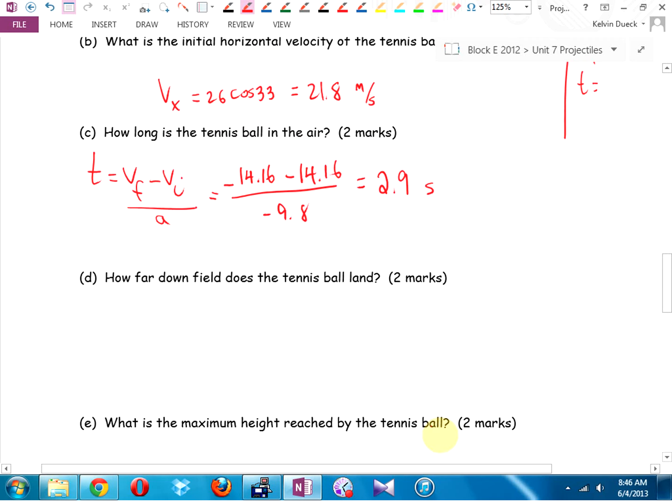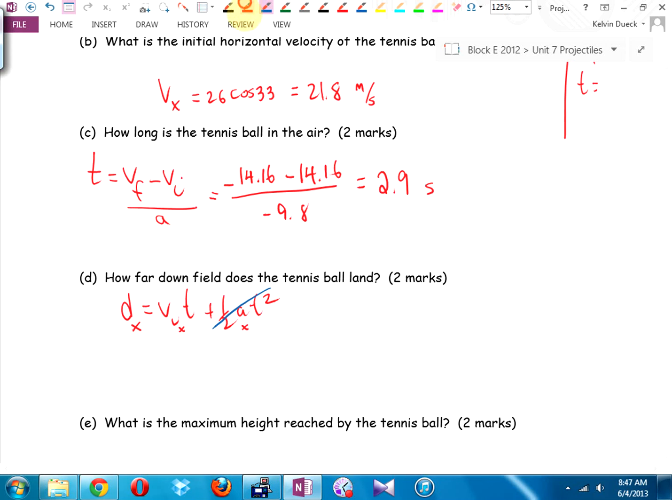How far down the field? Hey, that's the range. How do I find the range? Horizontal, horizontal, horizontal. I'm going to say D equals VIT plus a half AT squared, except it's horizontal, horizontal, horizontal. And what can you tell me about the horizontal acceleration? Thank you for coming through in the clutch. That really wasn't very clutch. I gave you a low ball, but thank you.